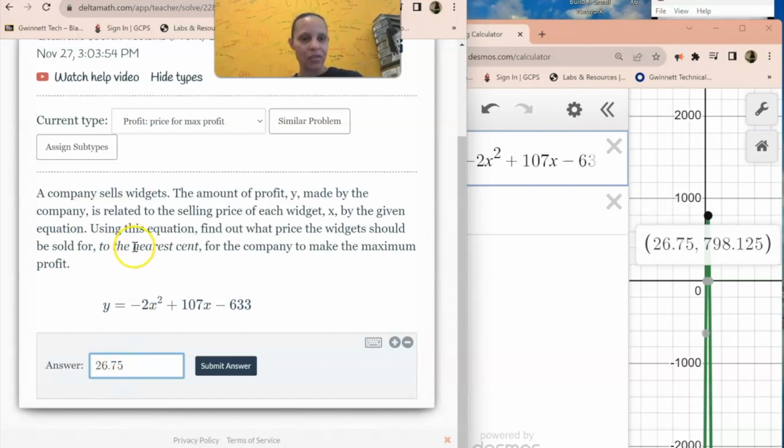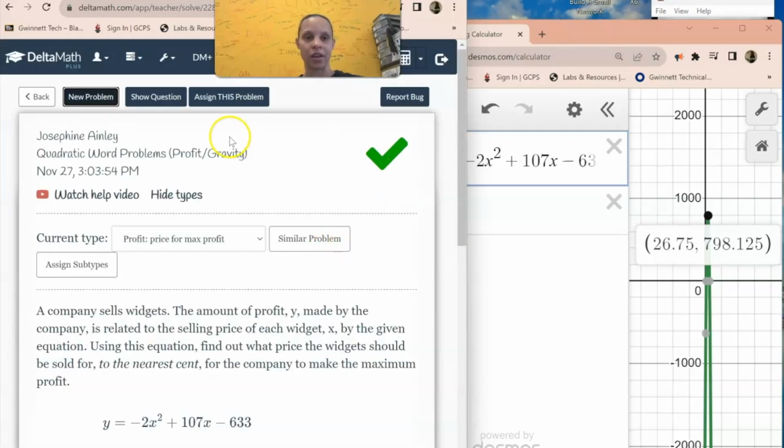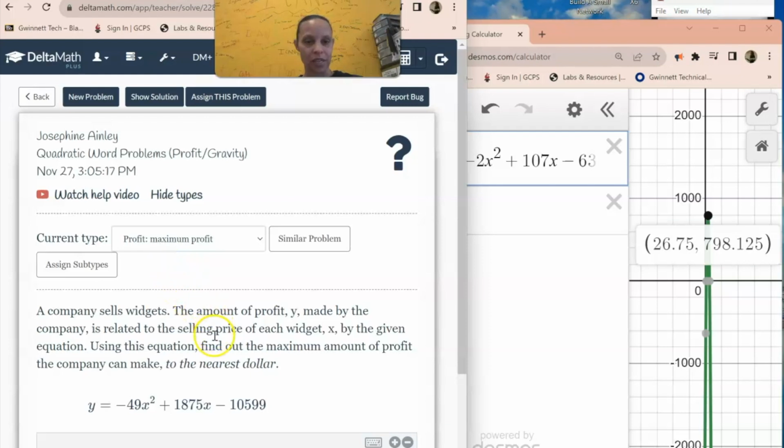All right, now round to the nearest cent. What does that mean? The nearest cent means I should have cents, which will be two numbers after the decimal. Do I have two numbers after the decimal? Yes, I do. I don't have three, so I don't need to cut anything off. So I am done. Again, I'm going to go through every single question that you could possibly get so we can make sure that we understand.